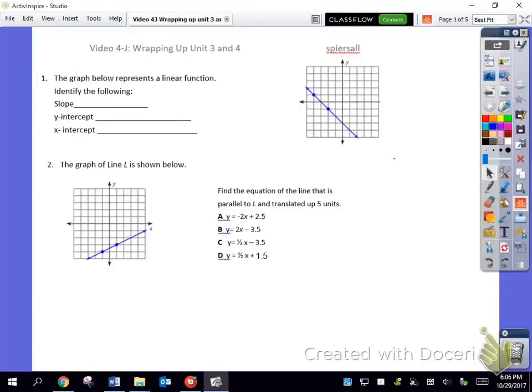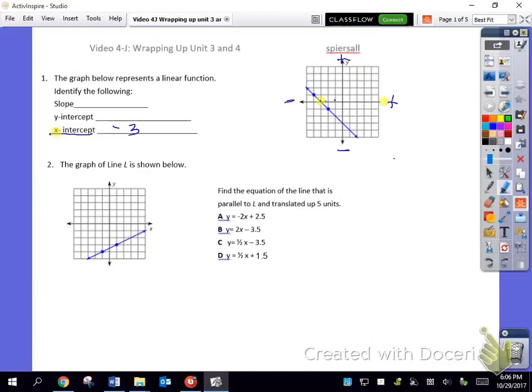Okay, so wrapping up units 3 and 4. I want to identify the following in this graph: slope, y-intercept, x-intercept. The x-intercept is where it touches on the x-axis. So go to the x-axis, which is this one, and it touches right there. Remember, it's positive, positive, negative, negative, 1, 2, 3. So that is a negative 3.